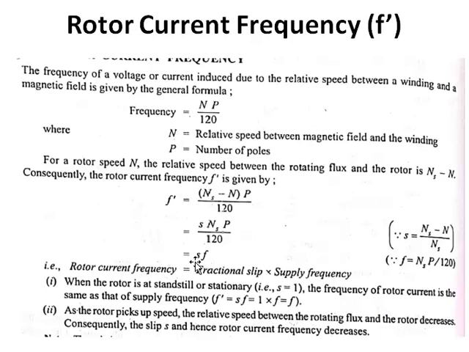So as the motor gains speed, the slip will start reducing. The slip value will start reducing, and so will the value of the rotor current frequency. Initially the rotor current frequency is very high, meaning it is exactly the same as the supply frequency. As the motor starts picking up the speed, when it runs to its full speed, the frequency of the rotor current would be minimum.